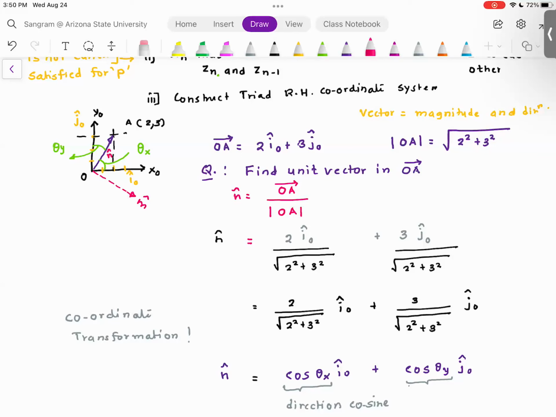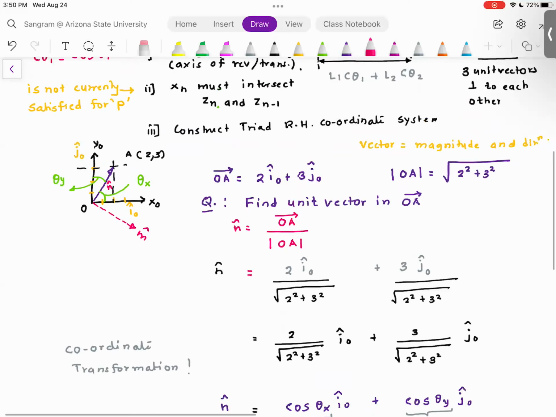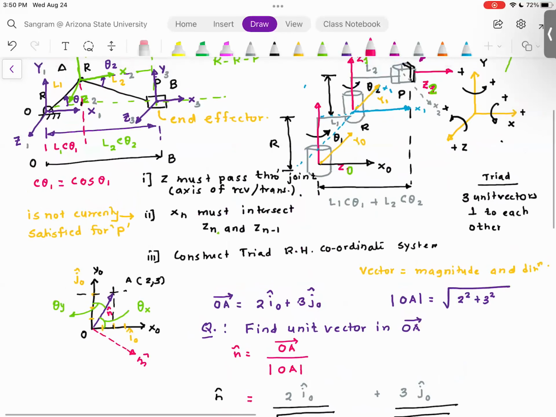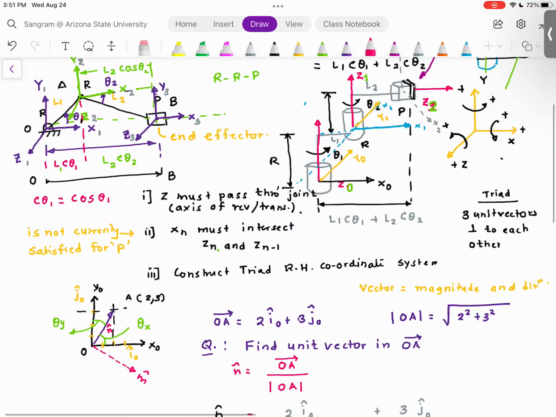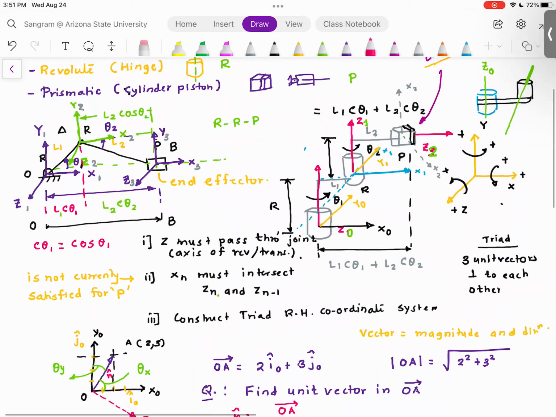Coordinate system transformation and these 3 rules: once you master these, you can solve any forward kinematics, any inverse kinematics. We finished 3 chapters from your textbook, but let me set the stage.